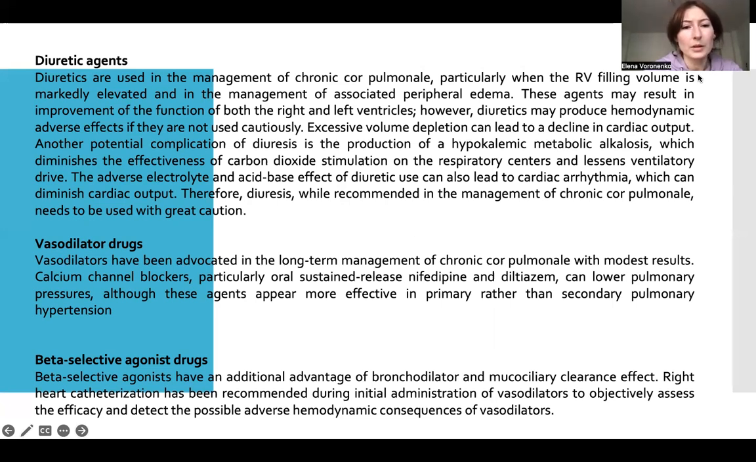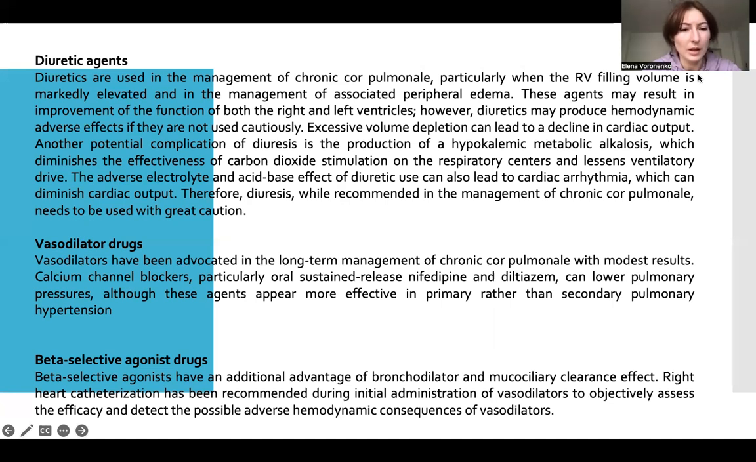Vasodilators have been advocated in the long-term management of chronic cor pulmonale with modest results. Calcium channel blockers, particularly oral sustained release nifedipine and diltiazem, can lower pulmonary pressures. Also, these agents appear more effective in primary rather than secondary pulmonary hypertension.